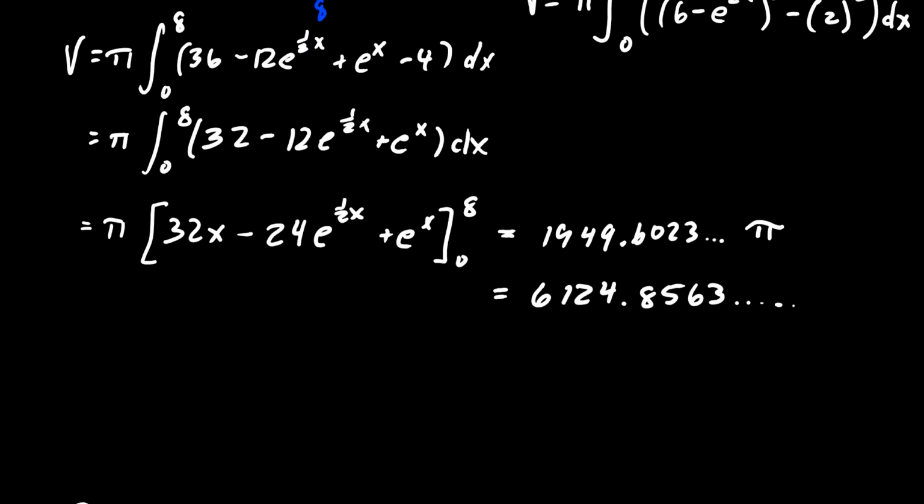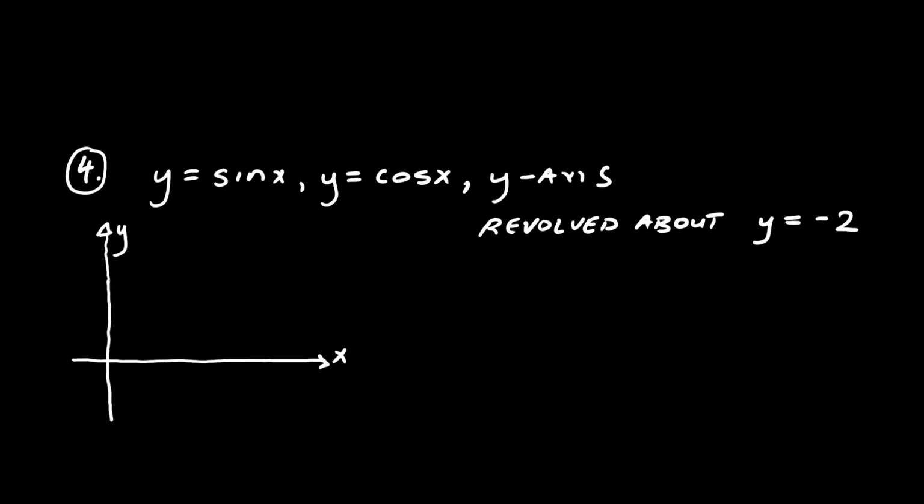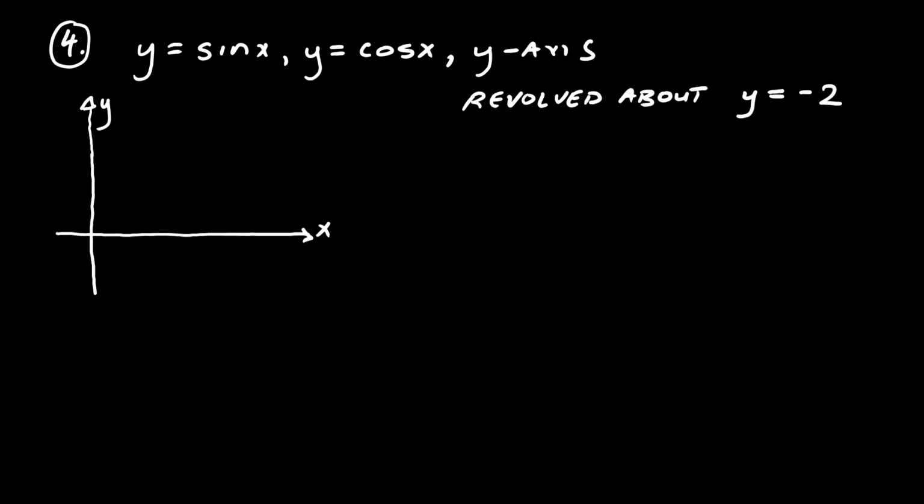In our final example, we're going to look at what happens when we have an area bounded by two curves and revolved about another line. We'll look at this a little bit quicker. This one is really the same idea.